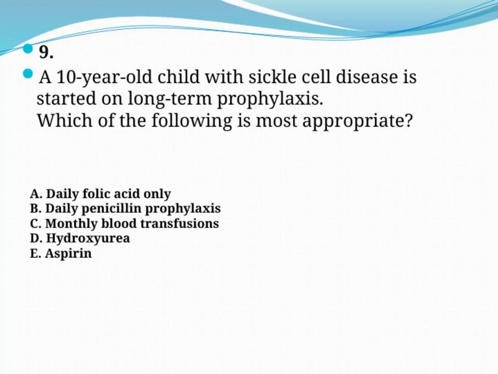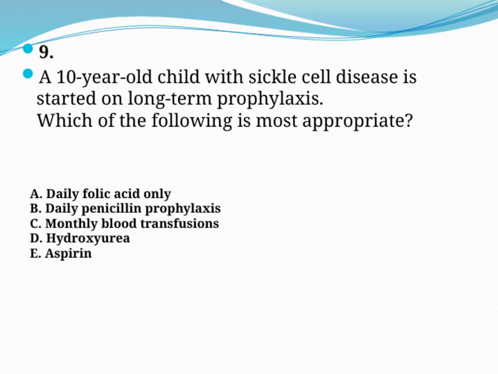Now, let's consider the options for long-term prophylaxis in a 10-year-old child with sickle cell disease. First, daily folic acid only. While folic acid is important for red blood cell production, on its own, it doesn't prevent the complications associated with sickle cell disease. Next, daily penicillin prophylaxis. This is a well-established strategy, especially in young children, to prevent infections like pneumococcus, which can be life-threatening in sickle cell patients.